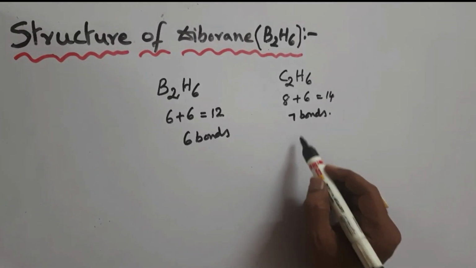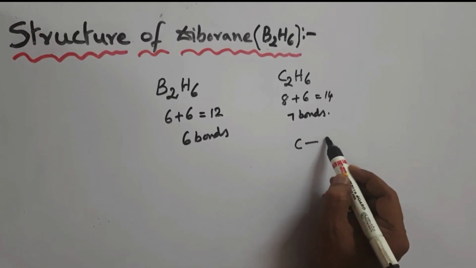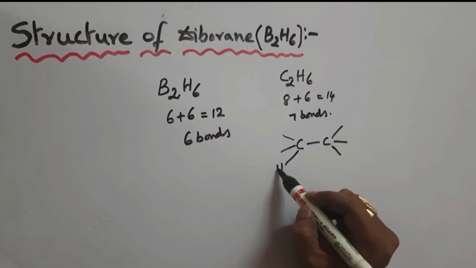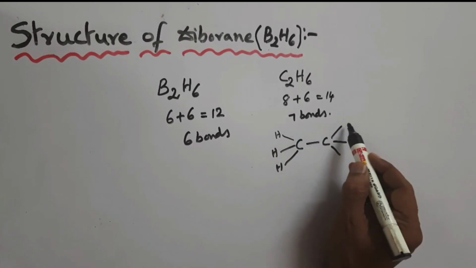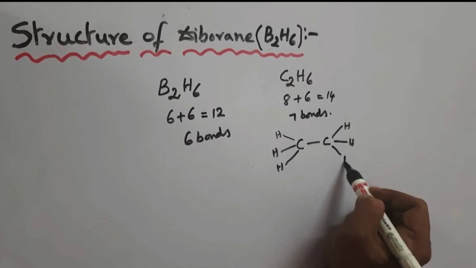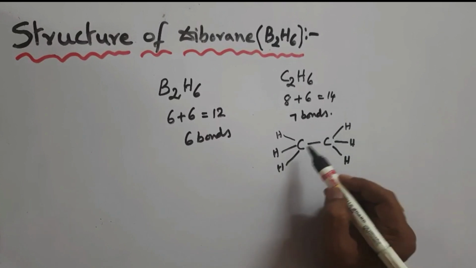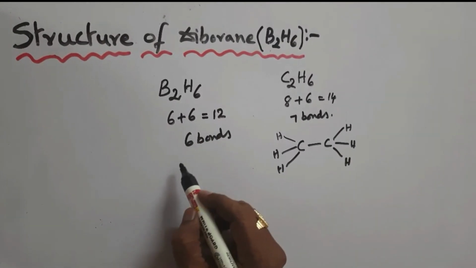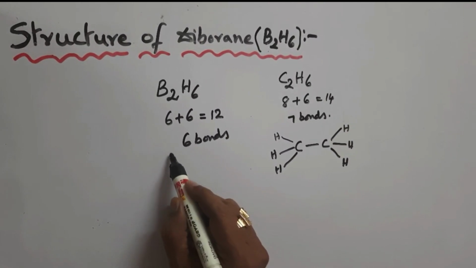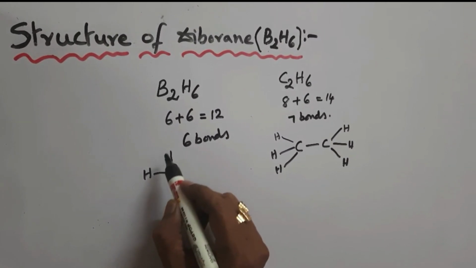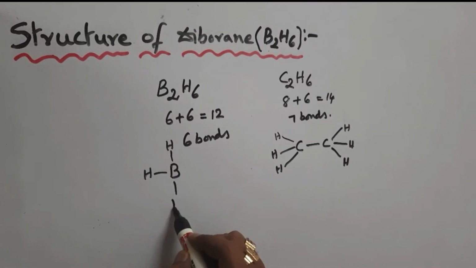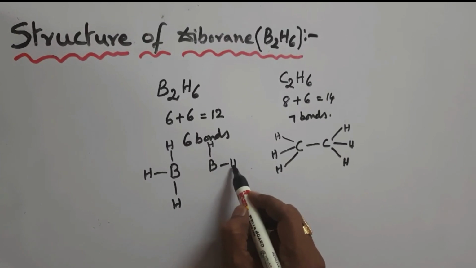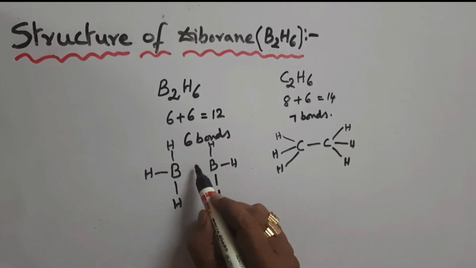Hence the structure of ethane is conveniently written in this fashion, like this. So 3 hydrogens here, 3 hydrogens on the other carbon. So totally it is a ditetrahedron structure. A similar structure for diborane is ruled out. Why? Because we have only 12 valence electrons. So when these 12 valence electrons are converted into bonds, we don't have a bond left for B and B.